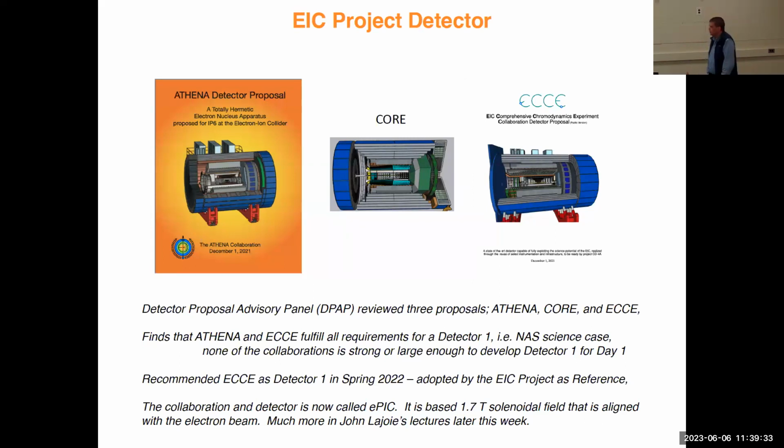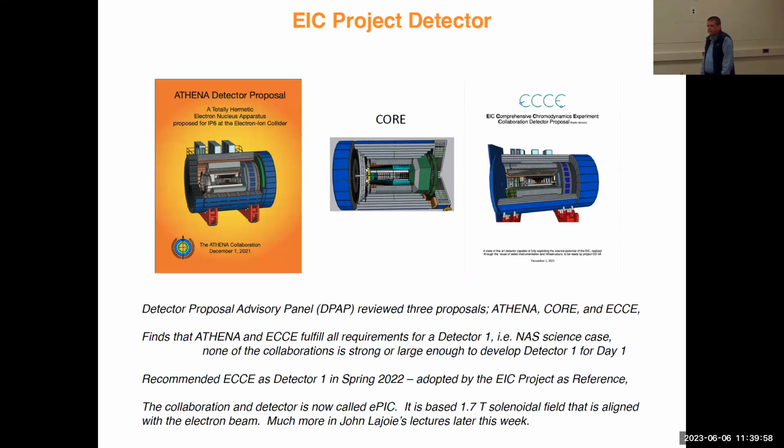That doesn't mean that you start to build. That means that you start to do additional work to actually optimize your detector. But you start from a starting point, which is the ECCE reference. So it's a 1.7 Tesla solenoidal magnetic field. At this point, that's actually already different from ECCE, and other optimizations are ongoing.